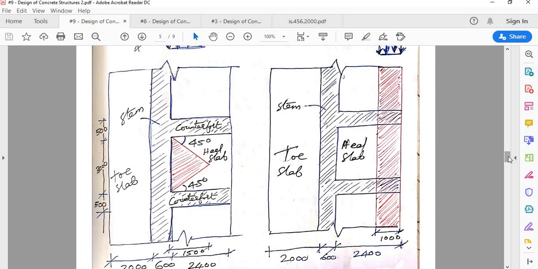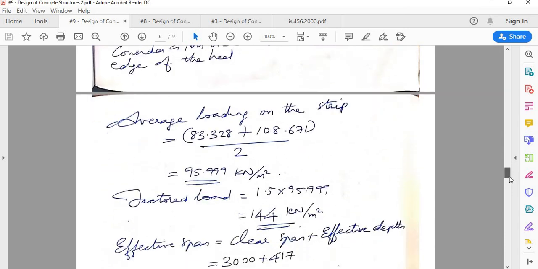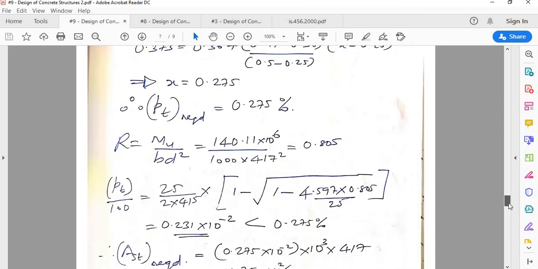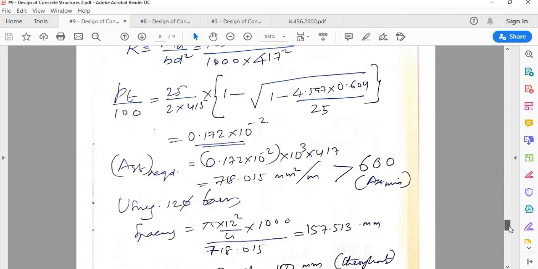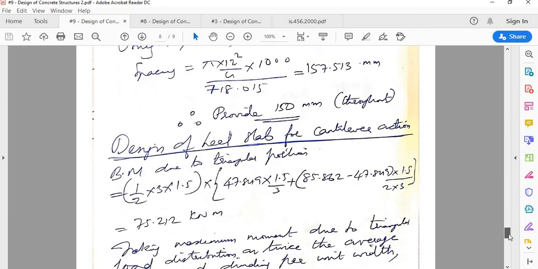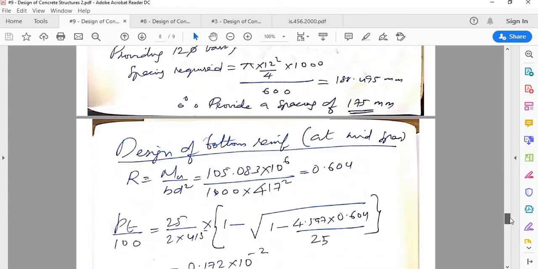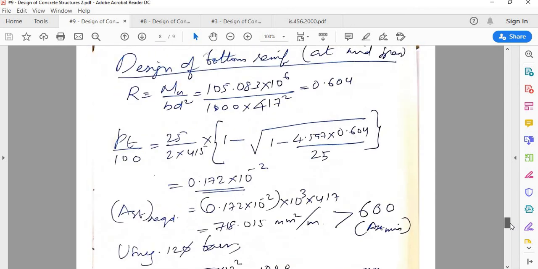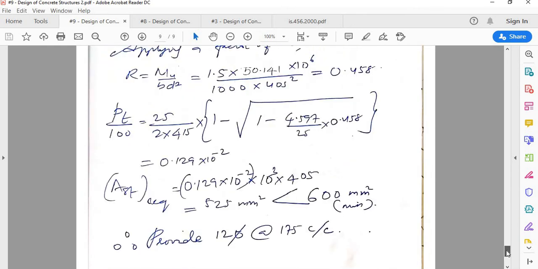So in principle we have not covered much, but calculations are there. So just go through that. Since it is recurring calculation, I have not gone through the details of each and every step. But if you have any doubts, please let me know.